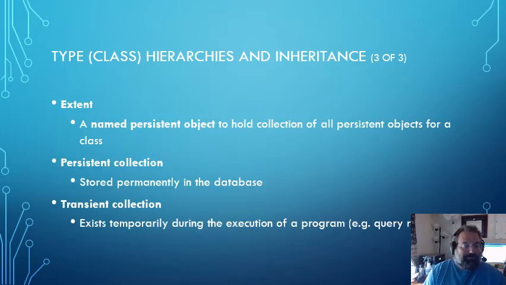An extent is a named persistent object to hold a collection of all persistent objects for a class. A persistent collection is stored permanently in the database. A transient collection exists temporarily during the execution of the program and then goes away once the program terminates.